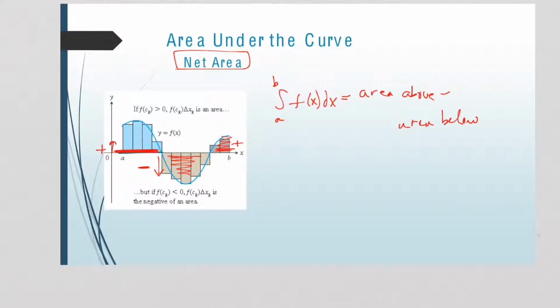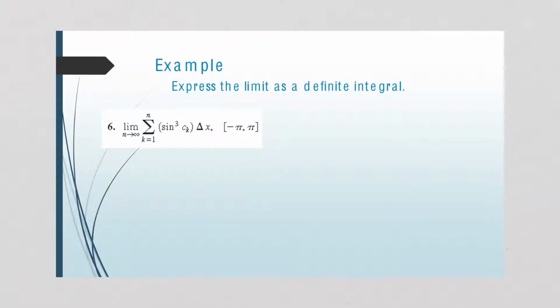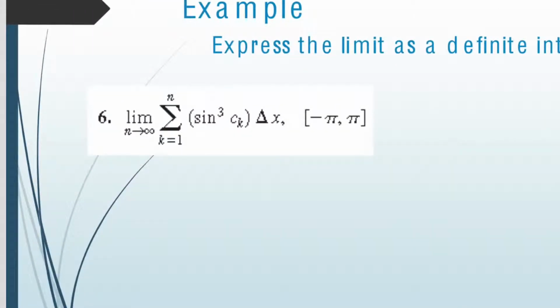And that makes sense because the area below our curve is negative. So as you work through these problems today, you're going to run into a couple of different kinds of things. The first is an example to express the limit as a definite integral. So we're going to take this sigma notation, as it's called, and we're going to write it as an integral.